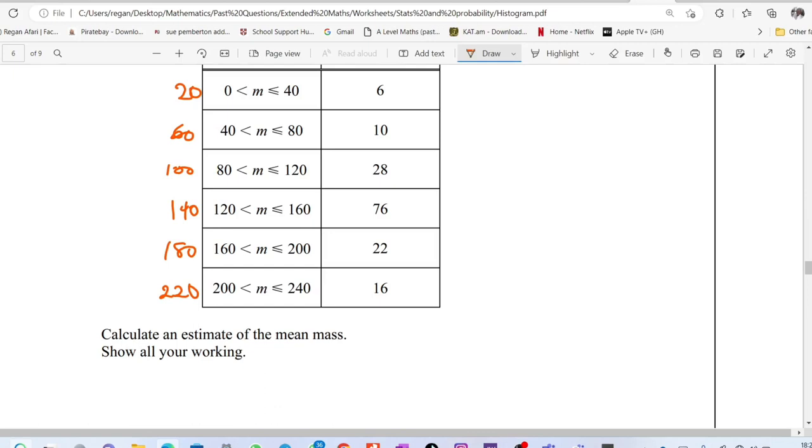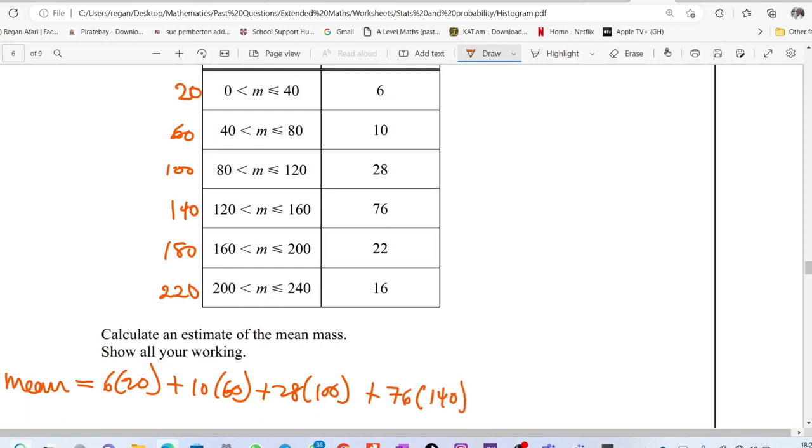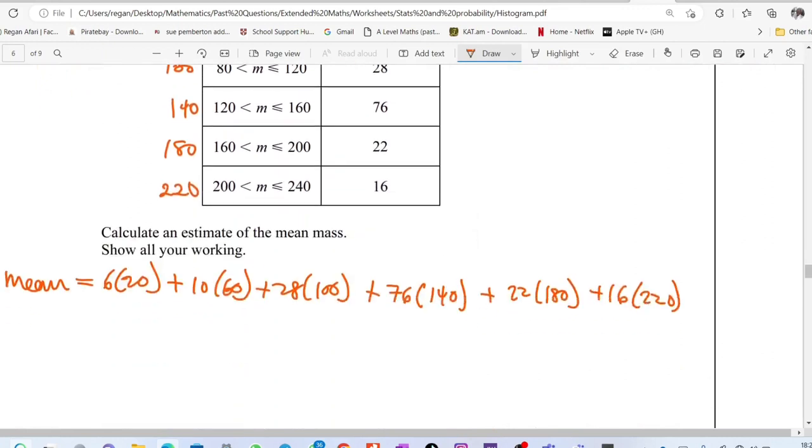So the mean, no, let me in fact bring this one here. It will be 6 into 20, 10 into 60, 28 into 100, 76 into 140, I have 22 into 180, I have 16 into 220. I'll divide this by the total, 158. Now I'll put it on the calculator.